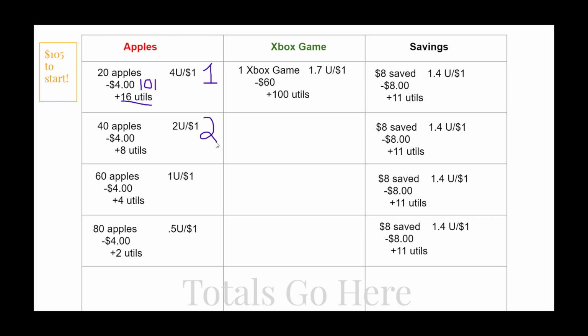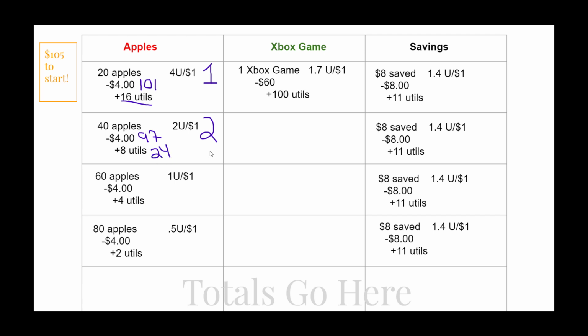I put the big fat 2 here so that I know this block has already been selected. And I'm going to have $97 left if my math is right. And I'm going to have another 8 utils. 16 plus 8 is 24. I'm good to go. Where is the next purchase going to be?